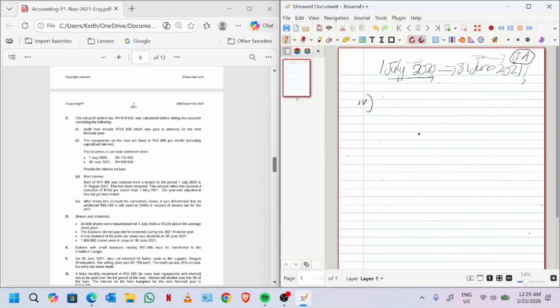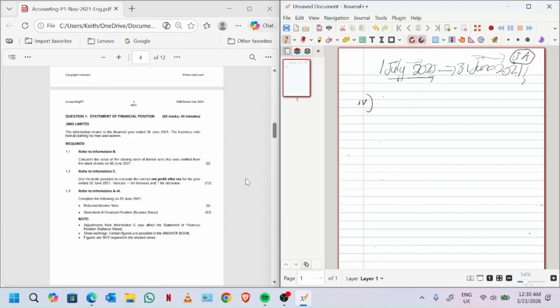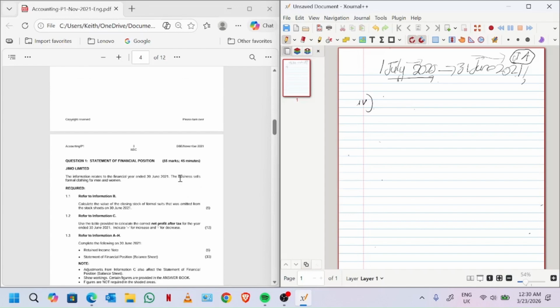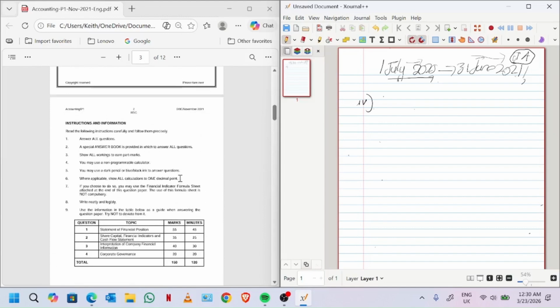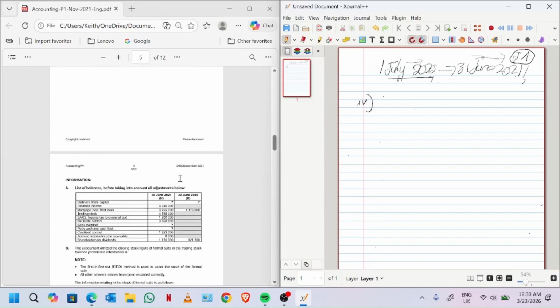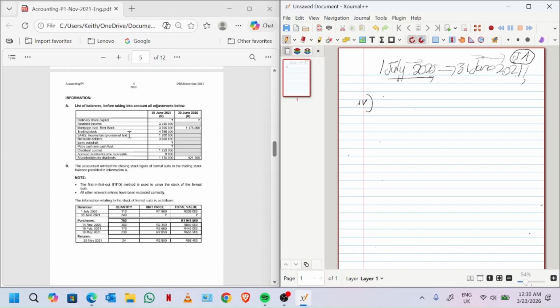The corrections above, it was determined that an additional 85,250 is still owed to SARS in respect of income tax for the year end. Now, here is an important part. Remember, I highlighted that net profit after tax. That part means the tax was not taken into consideration. Let us look at our information. SARS income tax provisional tax of 1,200,000. That tax was not taken into consideration because we need to find net profit after tax.